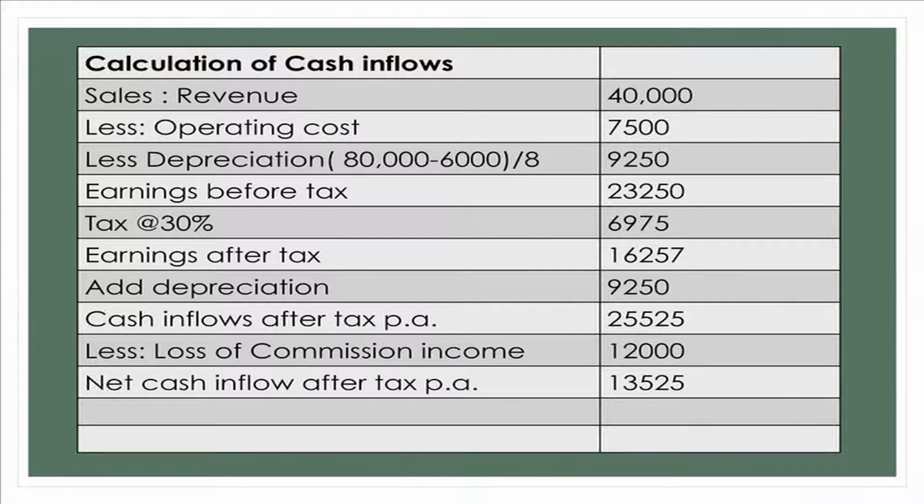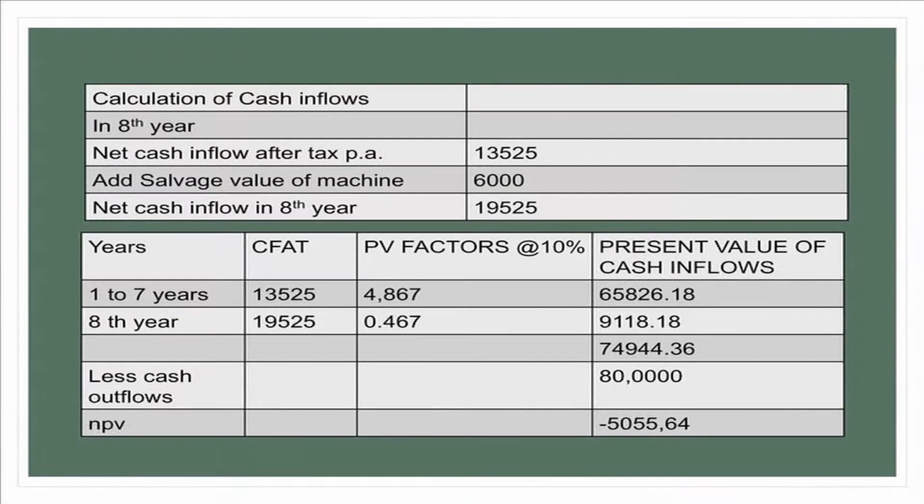We will subtract the loss of commission income of 12,000 which the company is foregoing out of the outsourcing income. So, net cash inflows after tax per annum will be 13,525. This will be for 7 years. For the 8th year, the inflow will change. Net cash inflows after tax per annum is 13,525. Add salvage value of the machine 6,000. So, net cash flow in the 8th year will be 19,525.